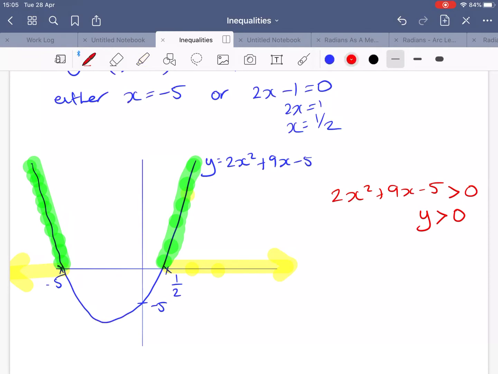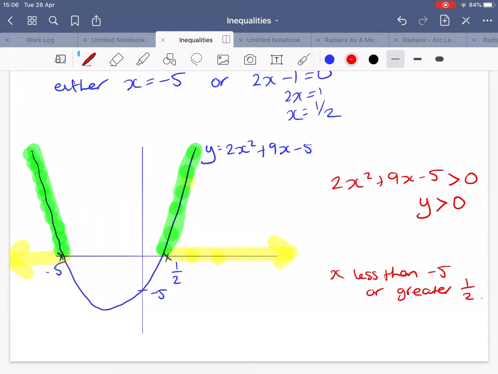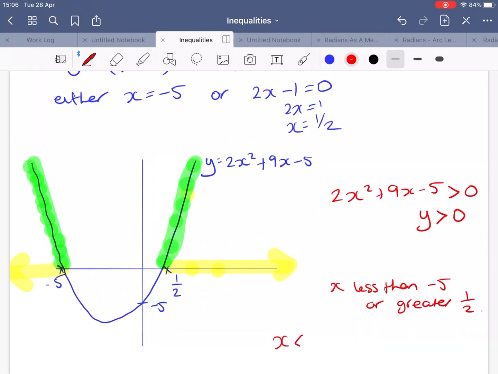So what does that mean? My x has either got to be less than minus 5 or greater than a half. Now how do we write that mathematically? What we write is x is less than minus 5 or x is greater than a half. Now we have to write these as two separate inequalities because no number can possibly be less than minus 5 and greater than a half at the same time. So they have to be written separately.